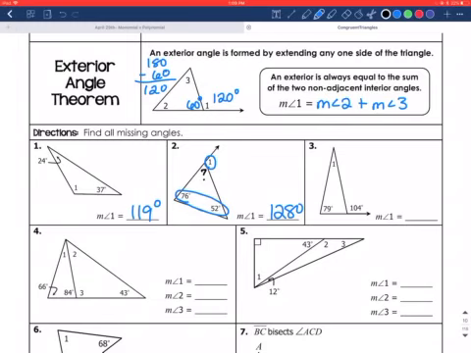You can also flip it around and say that this exterior angle minus one of the interior angles will give you the other one. So we'll take 104 and subtract 79, and that will give us 25 degrees.